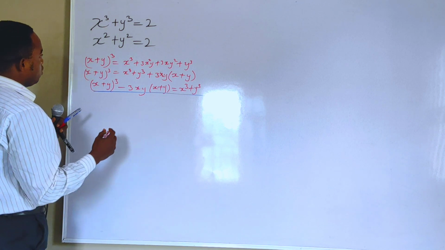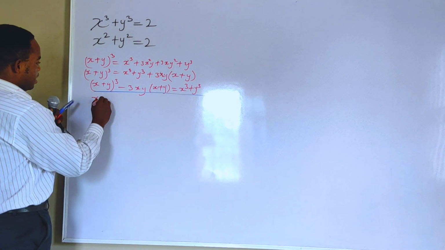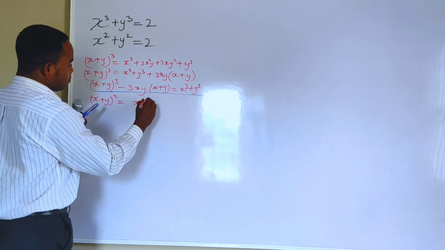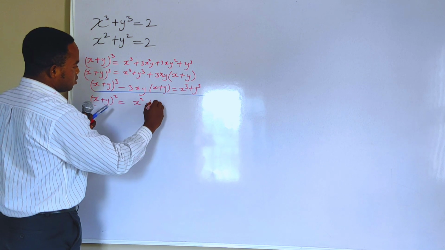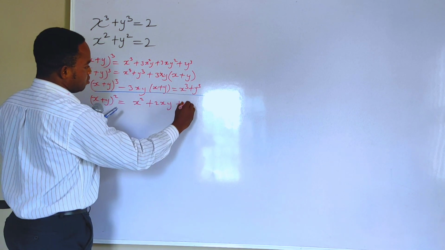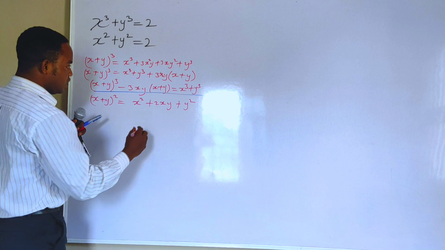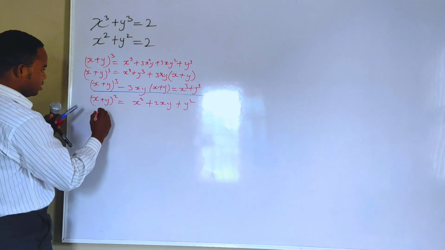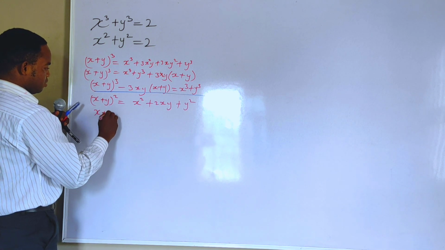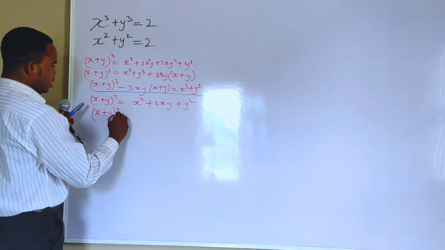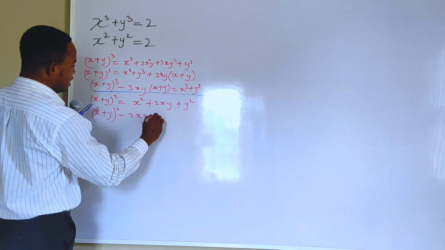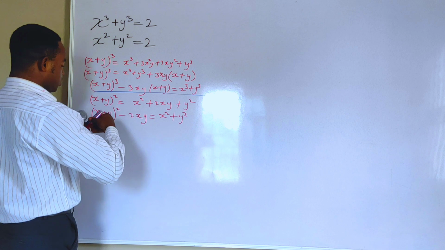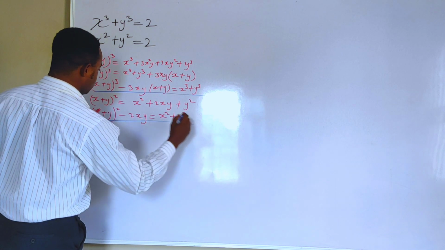So next, if you open the bracket x plus y raised to power 2, this is going to give you x raised to power 2 plus 2xy and plus y squared. And from here, if you subtract this 2xy from this side, you're going to be having x plus y raised to power 2 minus 2xy, and that's going to be equal to x raised to power 2 plus y raised to power 2. So we're going to need this too.